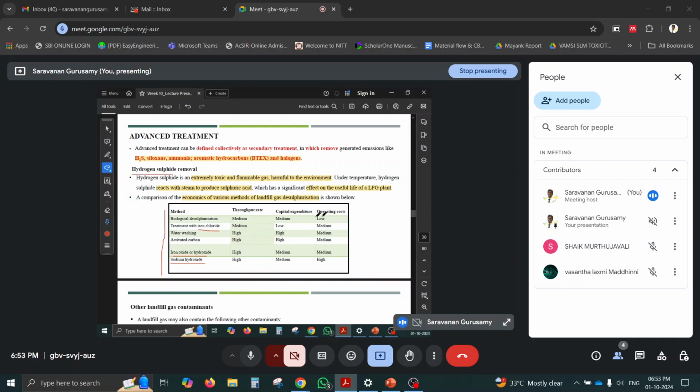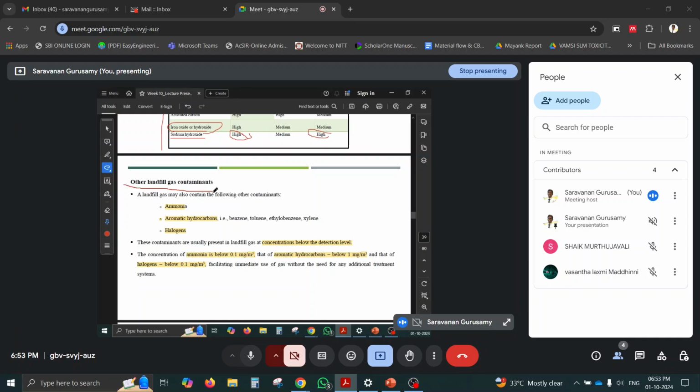So what is the expenditure, and the throughput rate is the efficiency of removal. High removal efficiency with low operating cost and low capital expenditure is achieved by iron oxide and hydroxide removal methods.